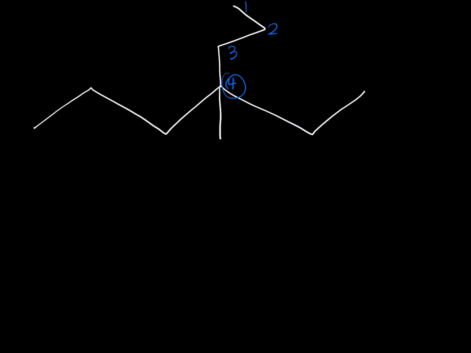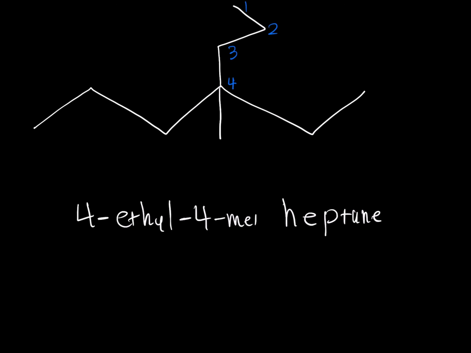Let's just do the blue way because we did it first. We're going to have 7 carbons in total in the main chain, so that's called a heptane. And on carbon 4 we have an ethyl and we have a methyl. So it's going to be 4-ethyl-4-methylheptane.